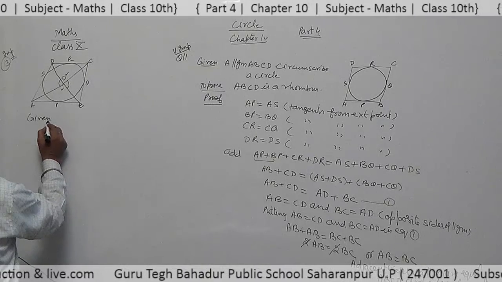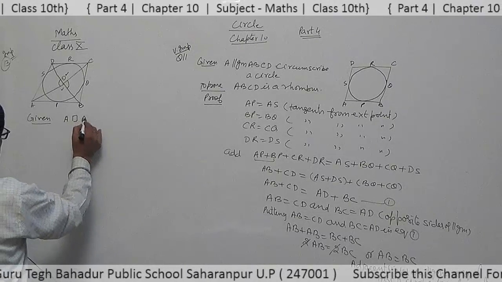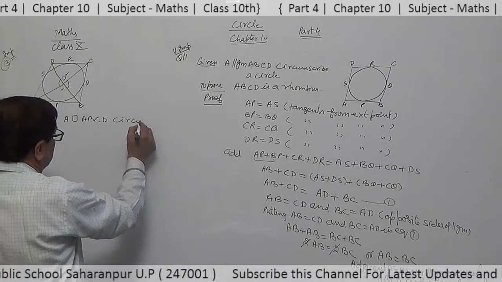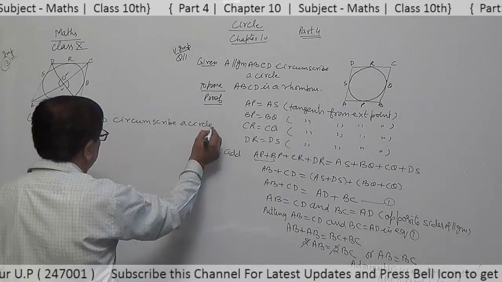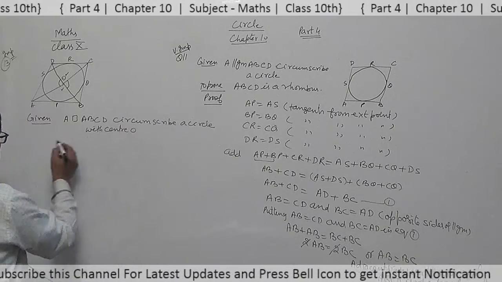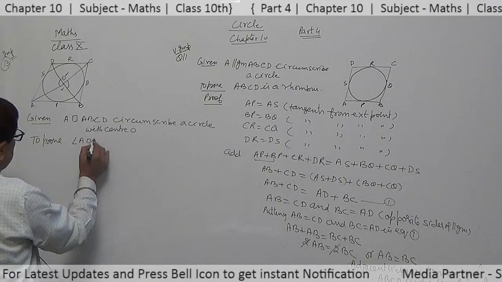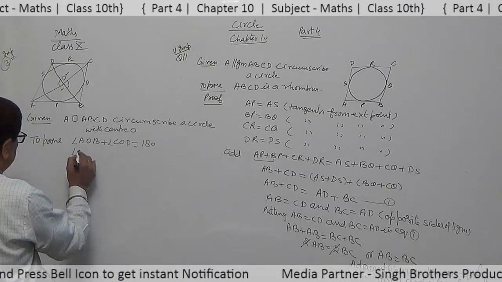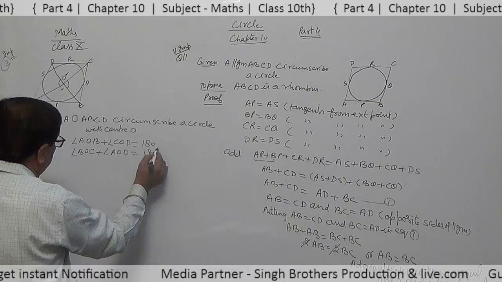Given a quadrilateral ABCD circumscribed about a circle with center O, to prove angle AOB plus angle COD is equal to 180, angle BOC plus angle AOD is equal to 180.